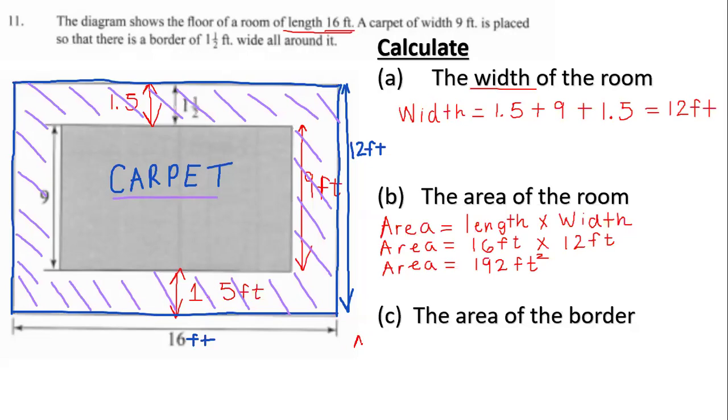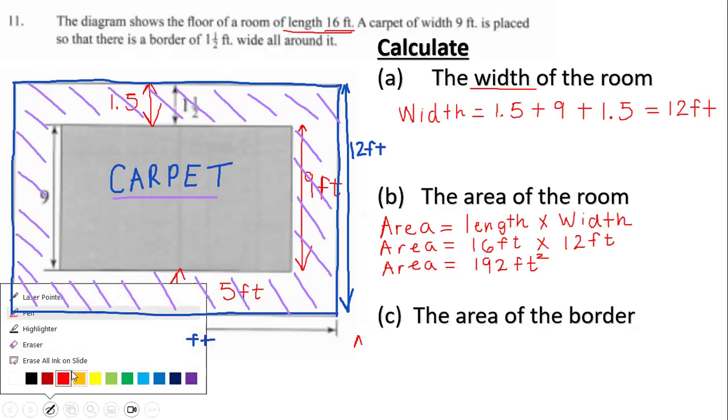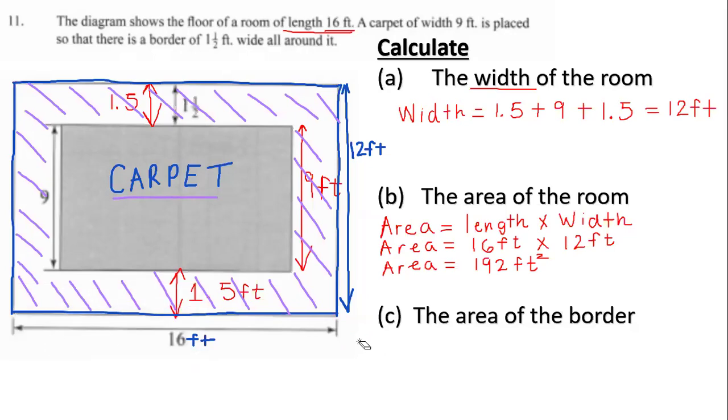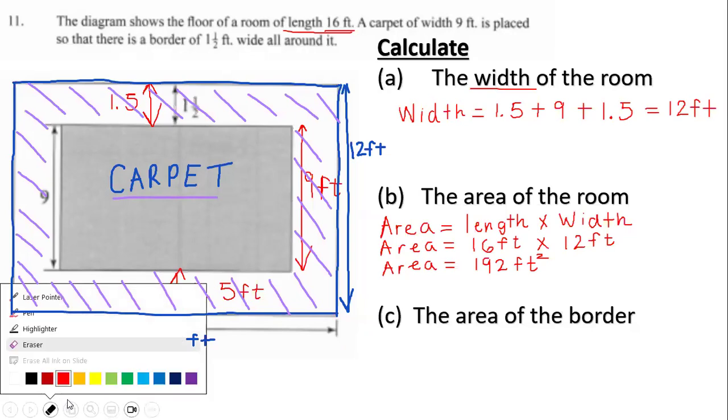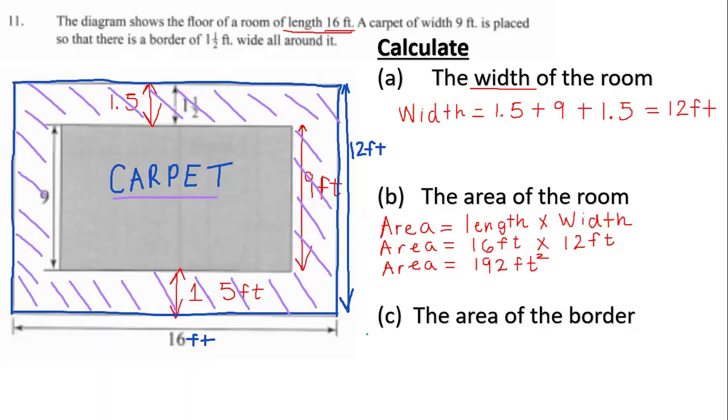So I'm going to use a different color. That's very important. They didn't give it to us step by step this time. They just wanted us to find the area of the border. We should know that in order to find the area of the border, we need the area of the carpet. Sometimes they don't tell you, so you have to say, okay, if I want to find the area of the border, I need the area of the carpet.